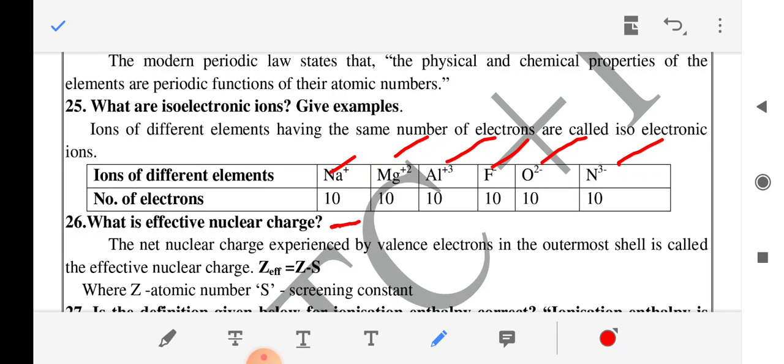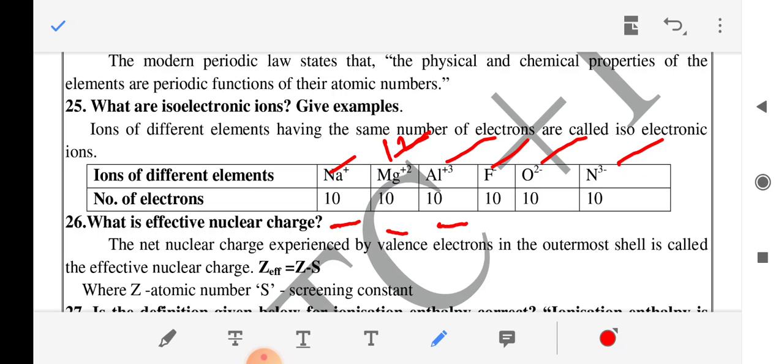10. Then magnesium, the atomic number of magnesium is 12, so it loses 2 electrons from the outermost valence shell, getting Mg2 plus, so it has 10. Then aluminum, the atomic number is 13, so losing 3 electrons, it also has 10. Fluorine is 9, so it gets 10. Then oxygen, the atomic number is 8, and the 2 minus means 2 electrons are added, so 10. Nitrogen, the atomic number is 7, here the 3 minus, so 7 plus 3 is 10. So these are isoelectronic ions.